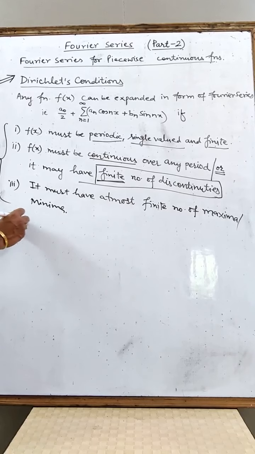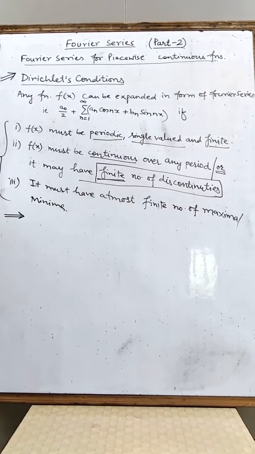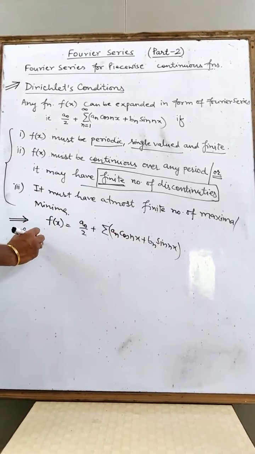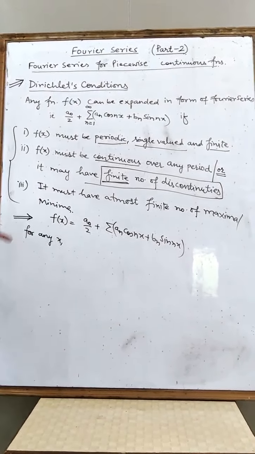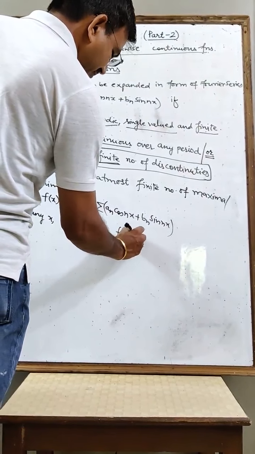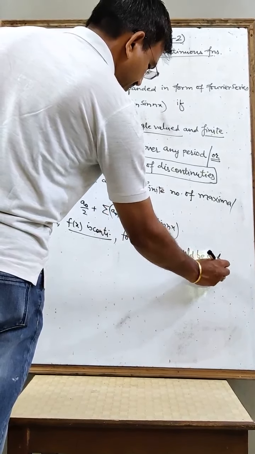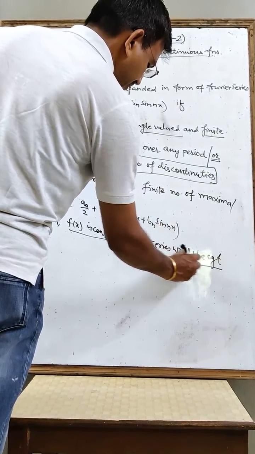Now, there is also one result, that if the function is continuous at any point, then it is convergent. That is, f(x) is equal to a0 by 2 plus summation an cos nx plus bn sin nx. So for any x where function f(x) is continuous, this Fourier series would be convergent to the value of this function f(x).